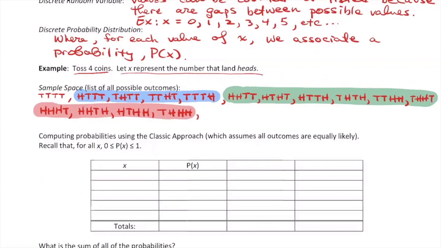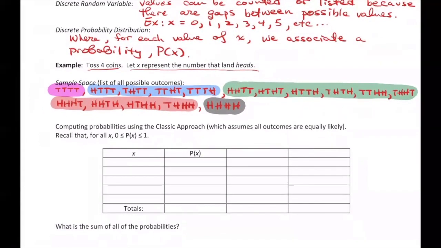And what's the last thing that I need to list here, just in terms of heads and tails? All heads. So the very last one is H, H, H, H, like that. Okay, so now my random variable X is the number of heads.